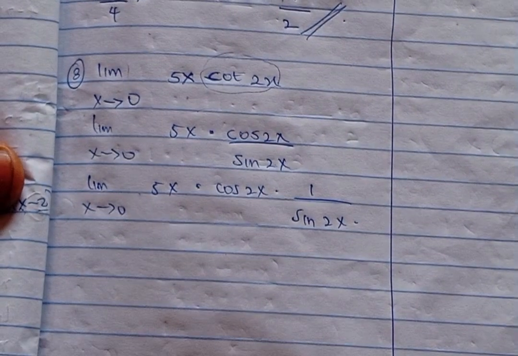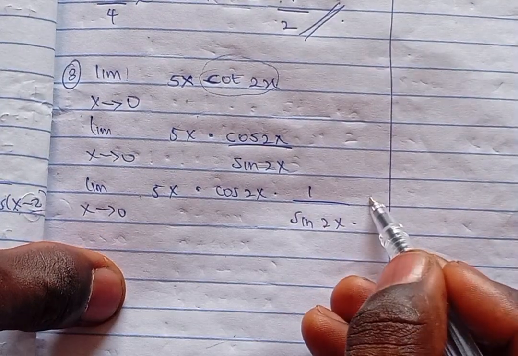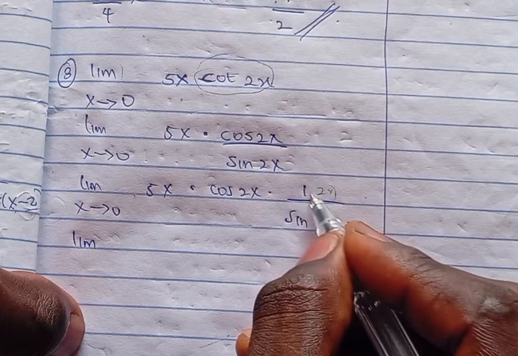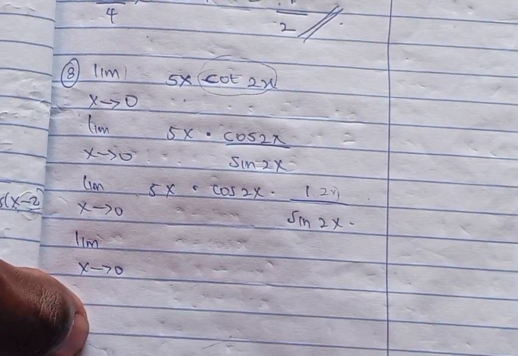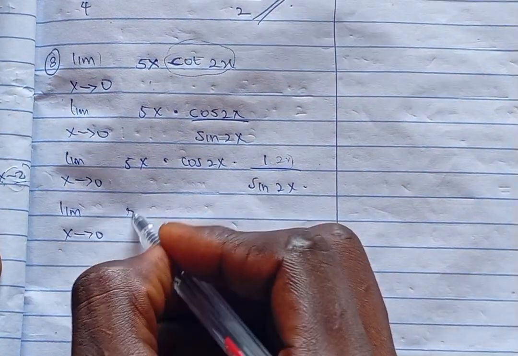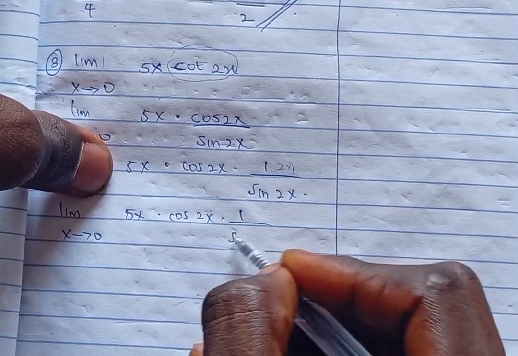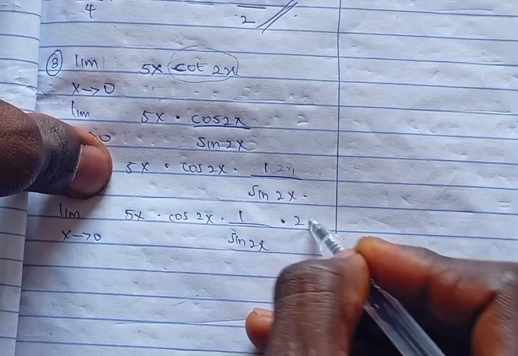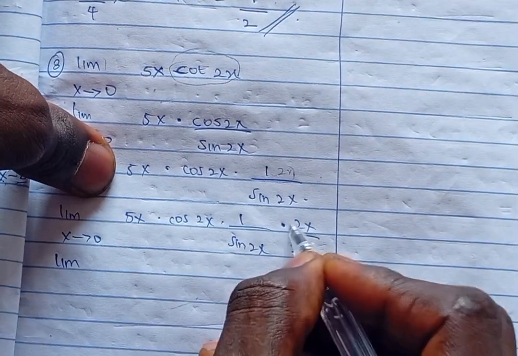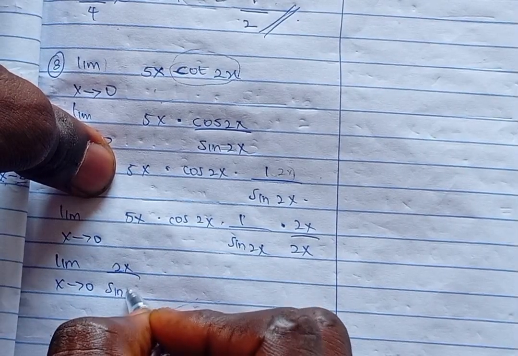Now I can make this sine 2x a standard limit, right? By multiplying and dividing by what? By 2x, because I need 2x to be at the top. I have limit as x tends to 0, right? I can multiply and divide by 2x by saying 5x, right? Multiplied by cos 2x multiplied by 1 over sine 2x multiplied by 2x over 2x, right? Now I can combine these two together. Limit as x tends to 0 of 2x over sine 2x.